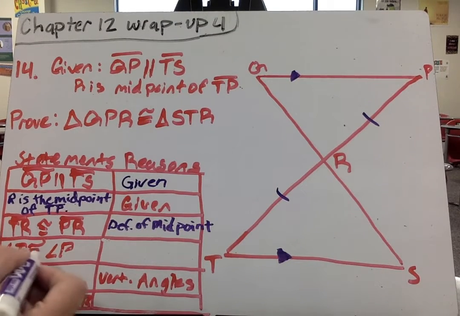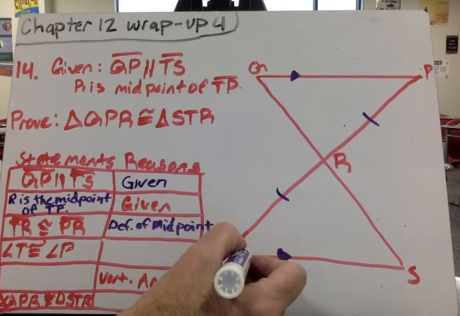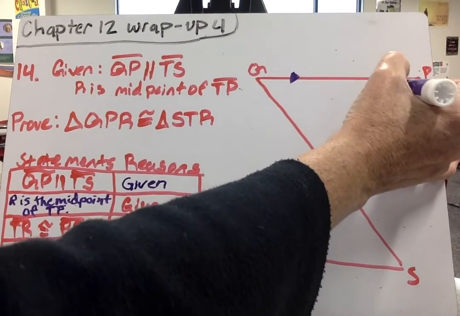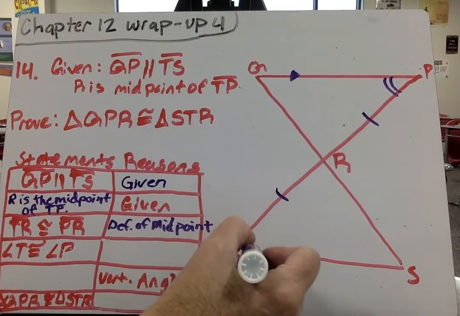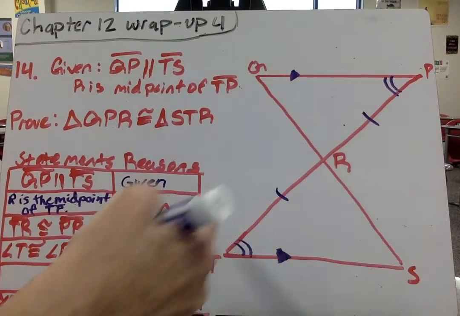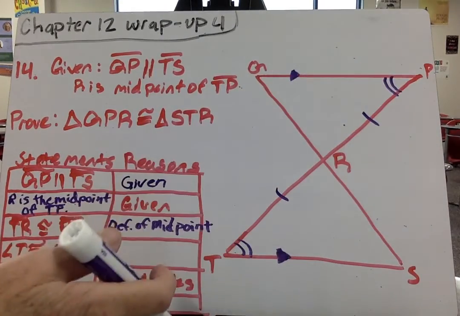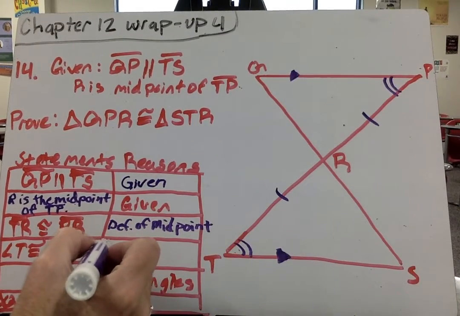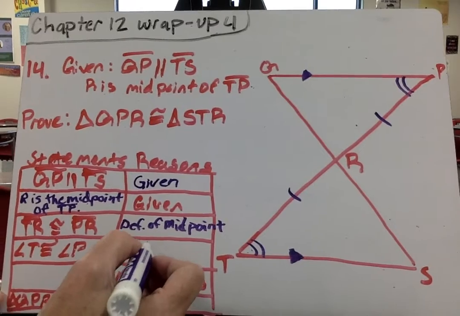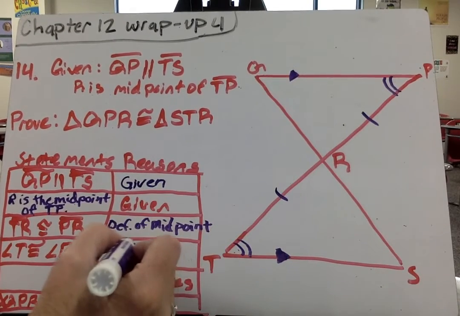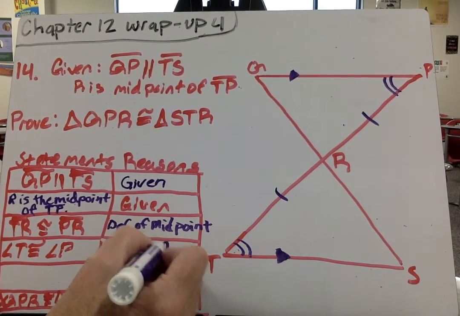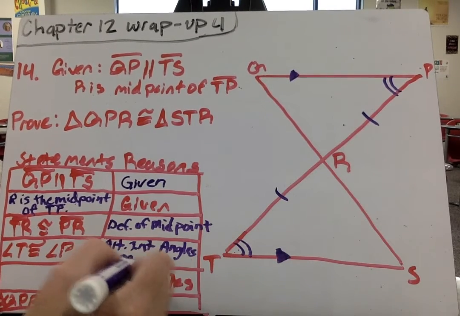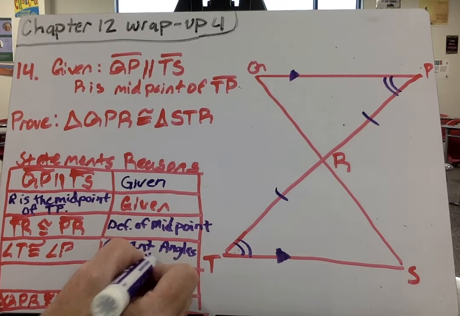Angle T is congruent to angle P. So we're saying this one is congruent to this one. And why do we know that they're congruent? Because since these are parallel lines, this is a line through the parallel lines, so these are alternate interior angles. So we can say alternate interior angles are congruent. Put your little congruent sign like that.